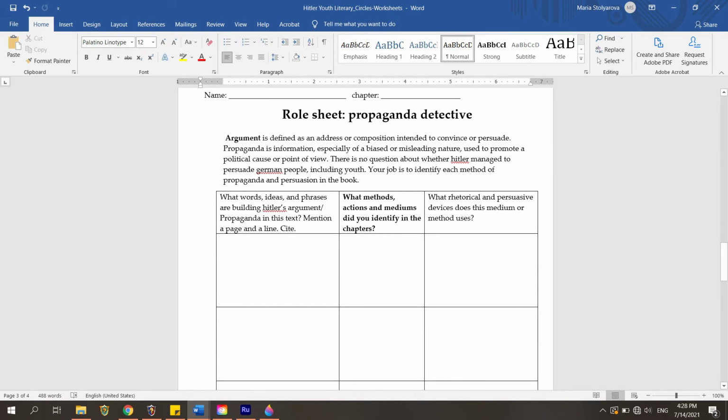And then we have a more complicated role, propaganda detective. So those kids who are not as challenged by simply summarizing, they take on this more challenging task of finding arguments, claims, counterclaims, premises, evidence, in order to analyze how rhetoric was used, how persuasion was used.